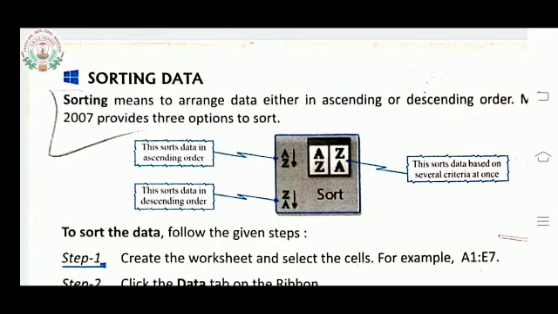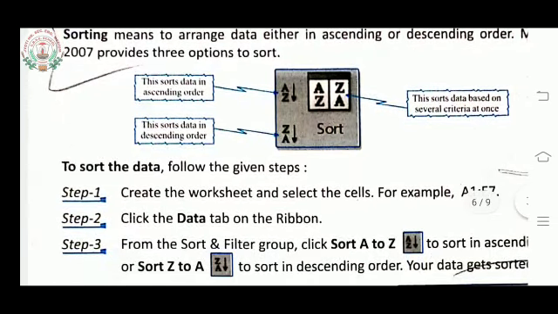So to sort the data, some steps are there. Follow the given steps. First, you have to create the worksheet. Automatically you know that without creating a worksheet, what will you arrange? First you should know the names, then only you will do the arranging. So first create the worksheet and select the cells. Suppose you have written all the names and the numbers, for example A1 to E7.